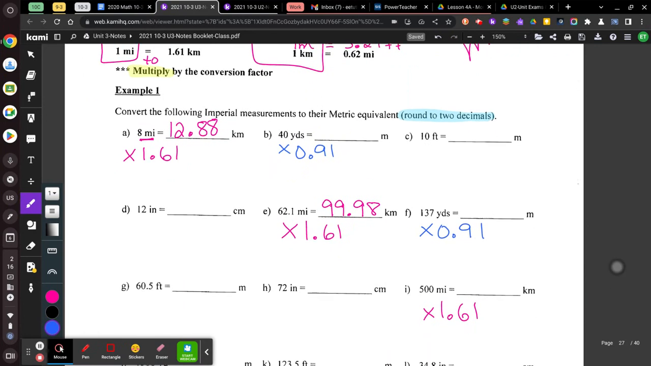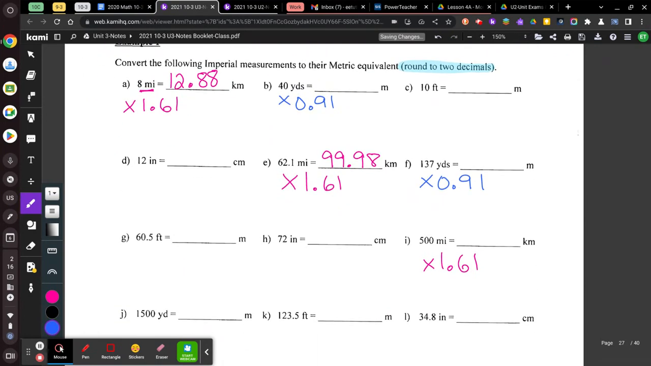0.91. And if I scroll up a little further at the very bottom here, letter J, times 0.91. So we can do the three calculations there. The first one's going to give us 36.4 exactly. There's no numbers at the end. So 36.4.